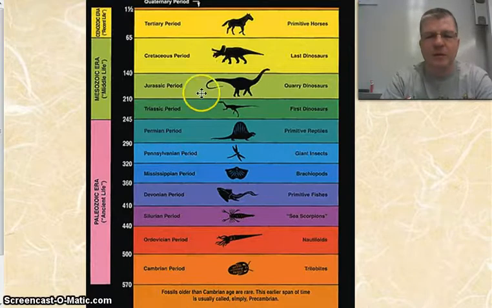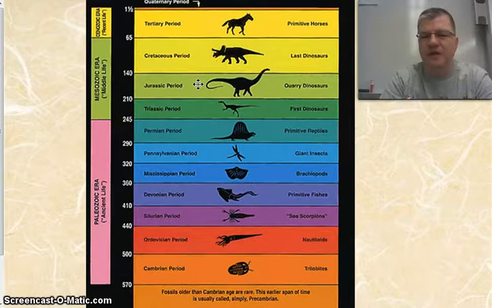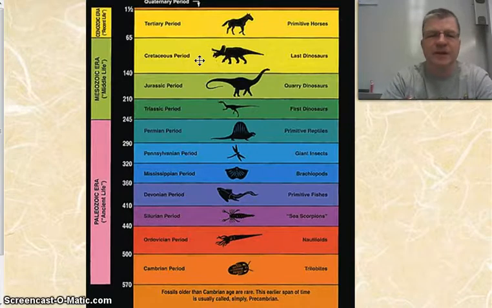The most famous period is probably the Jurassic period, probably due to the movie Jurassic Park. Although actually, the majority of the dinosaurs in Jurassic Park are from the Cretaceous period, which is right up in here. But I guess Cretaceous Park doesn't have the same ring to it.